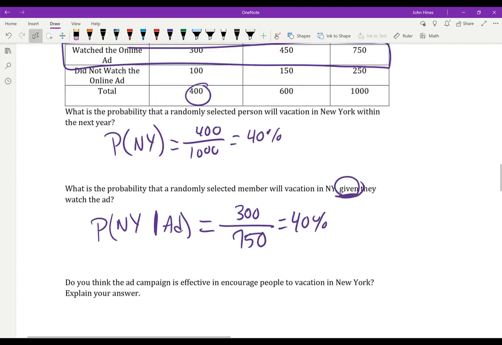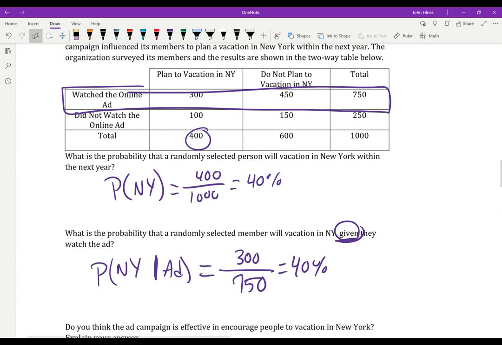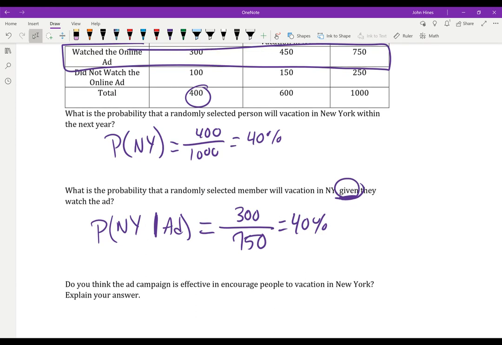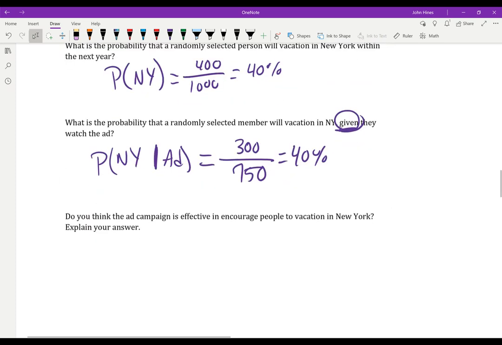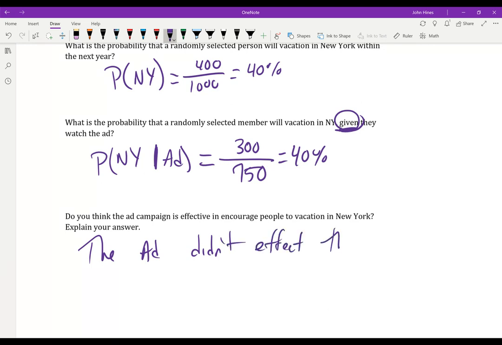So do you think the ad campaign is effective? Well, if I just pick someone, there's a 40% chance they're going to come into New York. If I pick from the people who watch the ad, it's still 40% chance that they're coming to New York. The ad did not affect the probability of a viewer coming to New York. So knowing they watched the ad didn't increase or decrease the probability at all.